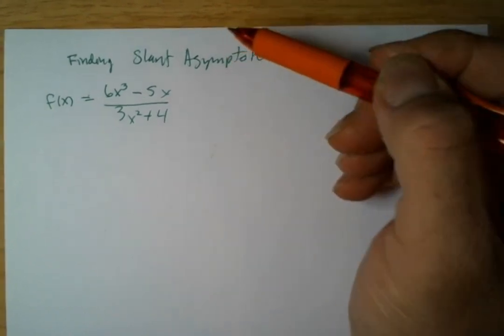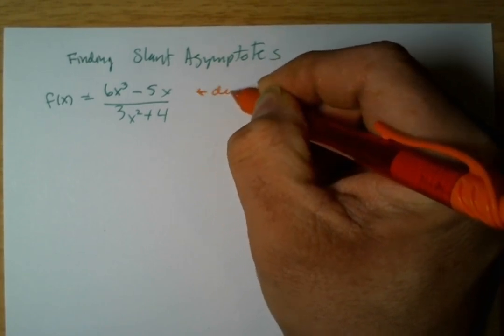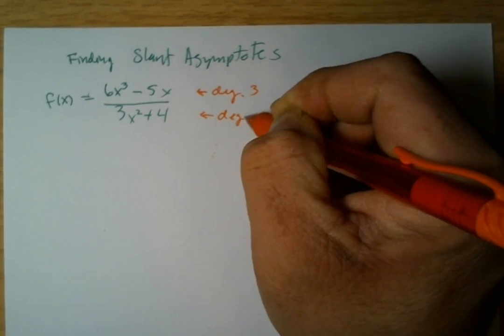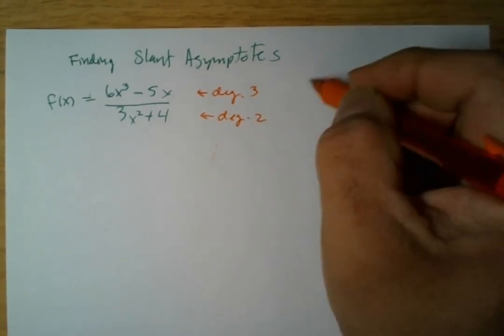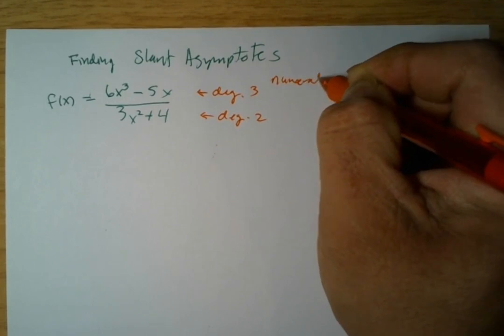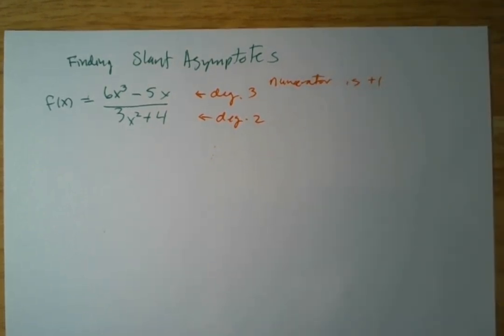Okay, so we notice here we have degree 3 in the numerator, and then here degree 2. Right, so the numerator is +1, and that satisfies the condition for the function having a slant asymptote. Okay, now how do we find it?